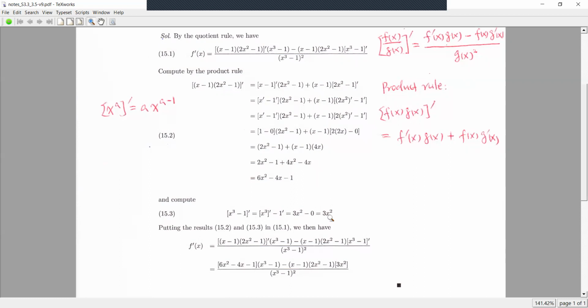Now, put this result here and put this result here. Then the derivative of the function f is this quotient. Because this example doesn't require us to simplify our result, we can stop here. We don't need to simplify this expression. This is the answer to this example.